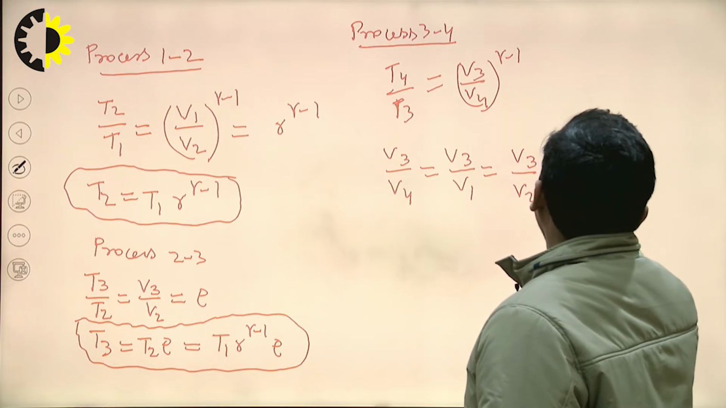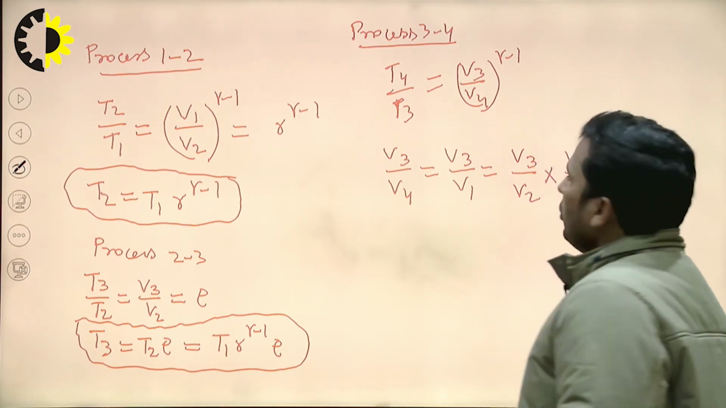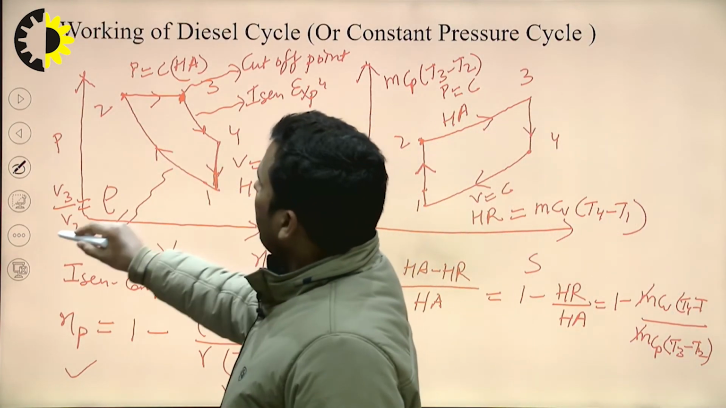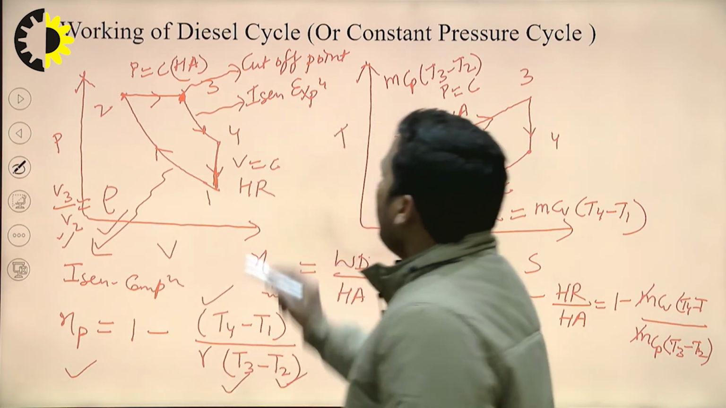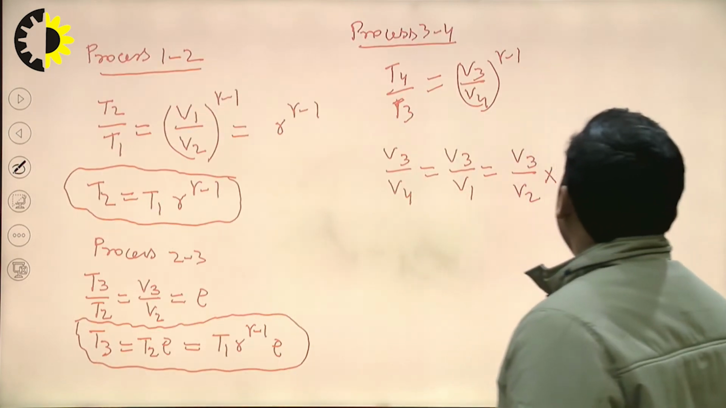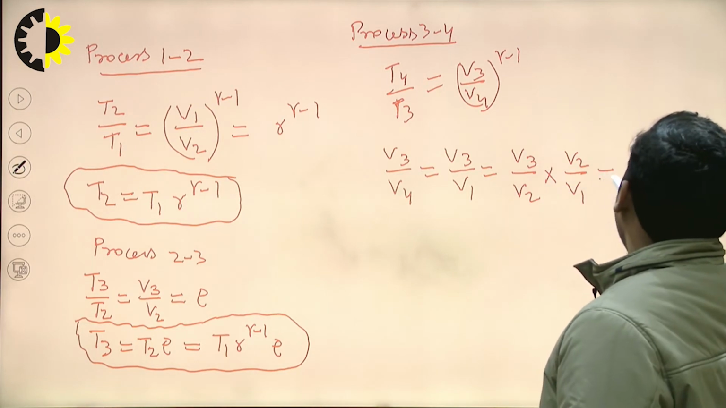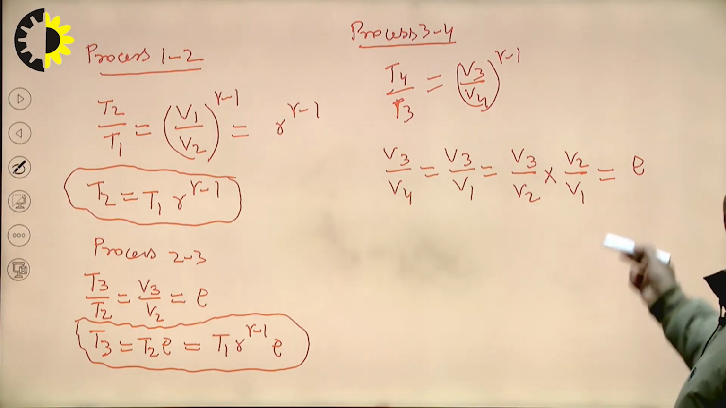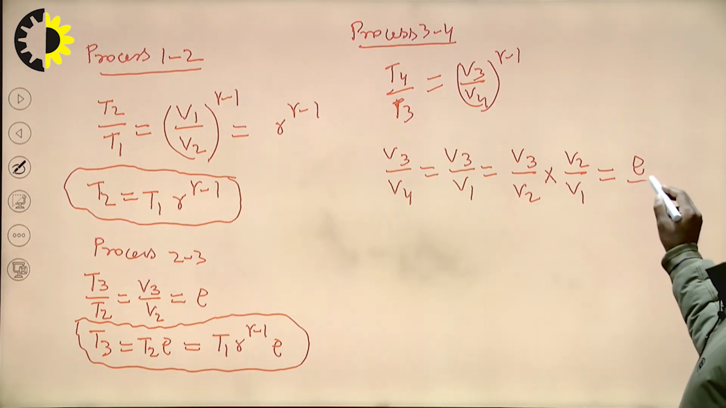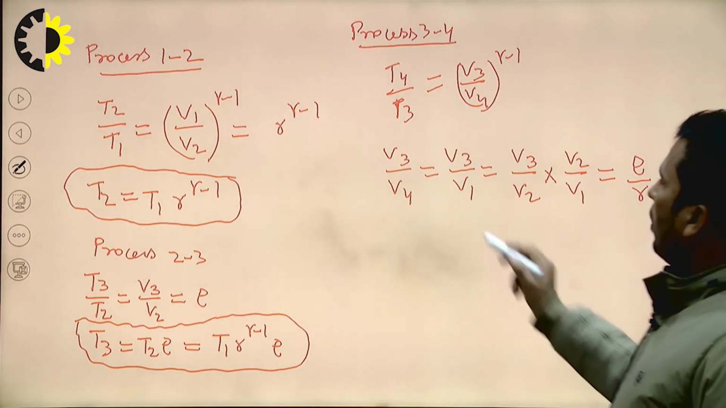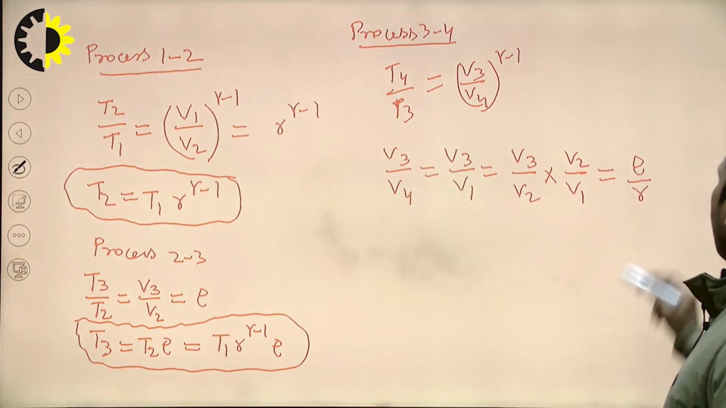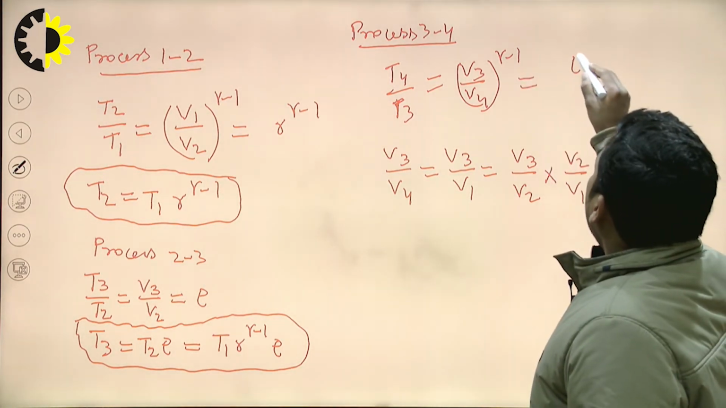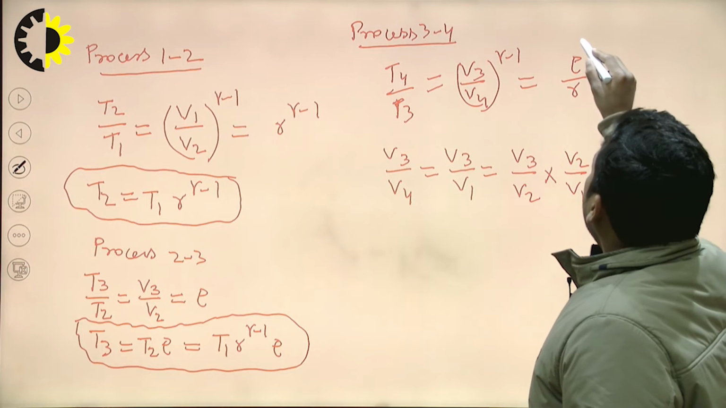And we know that V3 by V2 is the cutoff ratio rho, and V1 by V2 is the compression ratio. So V2 by V1 will be 1 by r, 1 by the compression ratio. So the value of V3 by V4 is equal to rho by r, cutoff ratio by compression ratio. So T4 by T3 will be equal to (rho by r) to the power gamma minus 1.